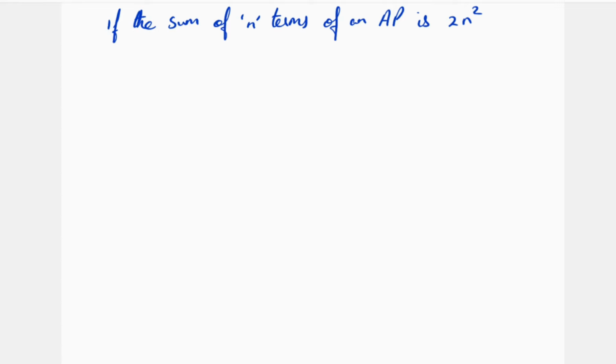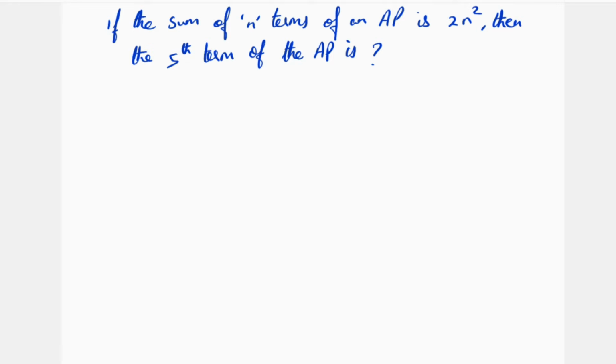The first question that we have is, if the sum of n terms of an arithmetic progression is given by 2n square, then the fifth term of the AP is what? Okay, if the sum of n terms of an AP is given by 2n square, the fifth term of the AP is given by what?